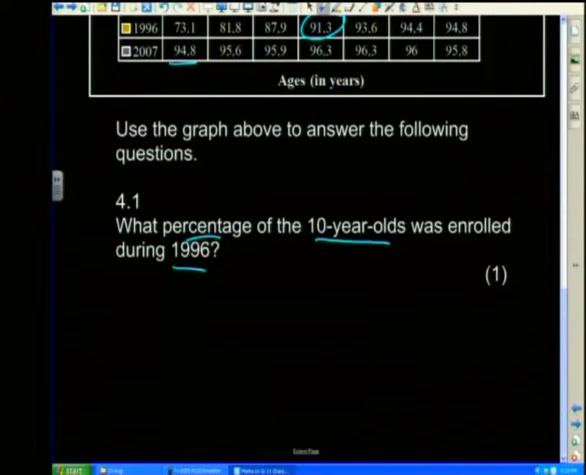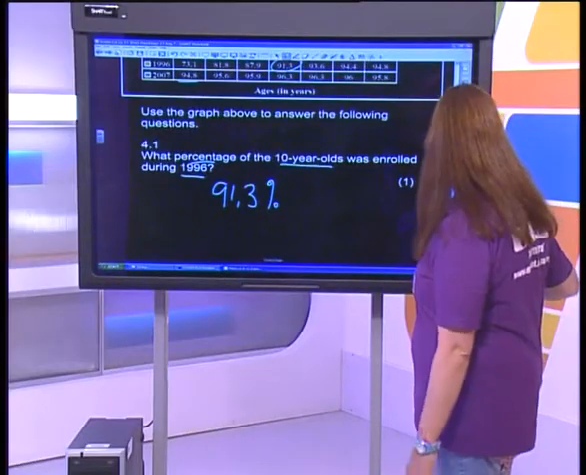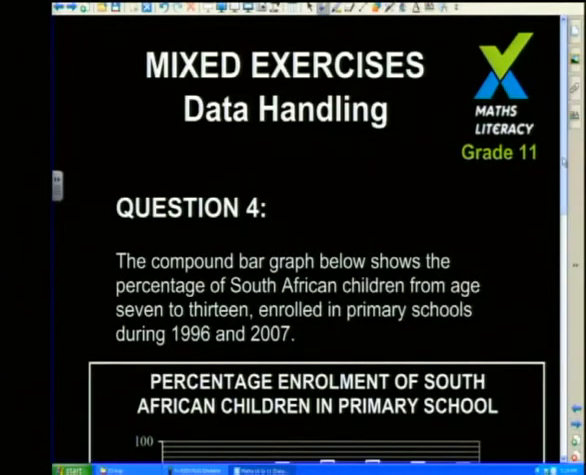So we don't have to do the reading. We can read it off the table, 91.3%. Okay, moving on to the next part of the question.